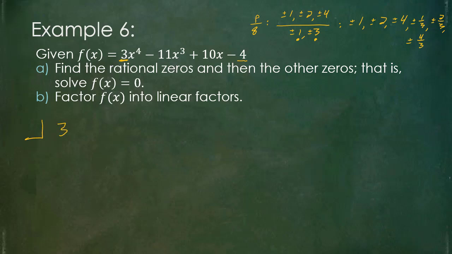So I'd end up with my coefficients 3, negative 11, skips over the x squared, so 0, then my x term 10, and my constant negative 4. So again, from my list, I'm just going to do a little bit of trial and error with some numbers, and if they work, cool. If they don't, then I just start over. So I'm going to try the easiest number 1 first. First number drops down, and then I'll multiply and add and continue this process.